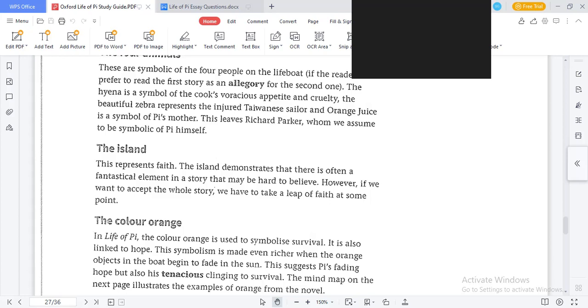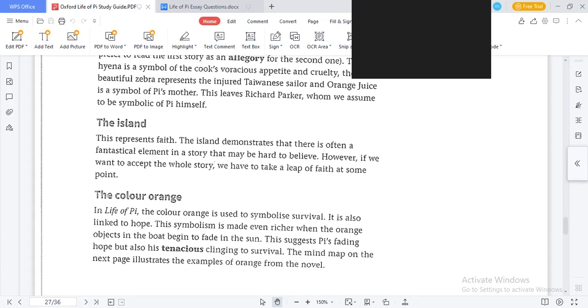Okay. The island, what does it symbolize? Faith. The island demonstrates that there is often a fantastical element in a story that may be hard to believe. However, if we want to accept the whole story, we have to take a leap of faith at some point. So if they talk to you about the island as a symbol of faith, this is what you're going to say. That there's a fantastical element in every story that may be hard to believe. If we want to accept the whole story, we have to take a leap of faith at some point.